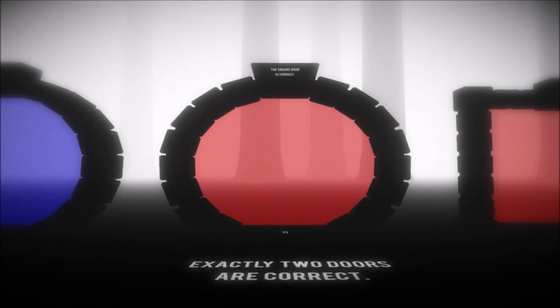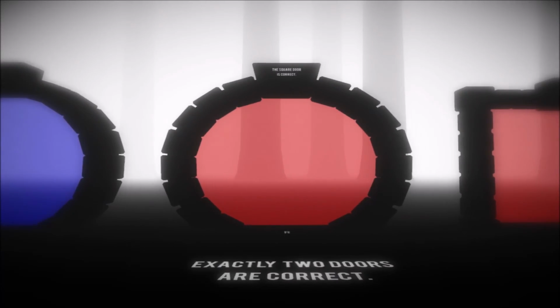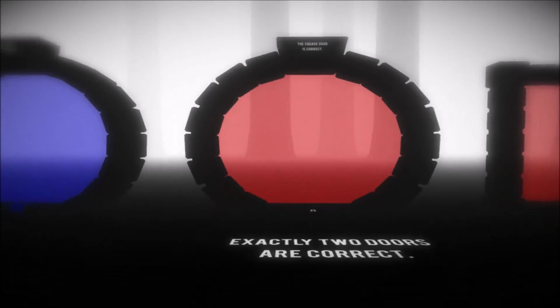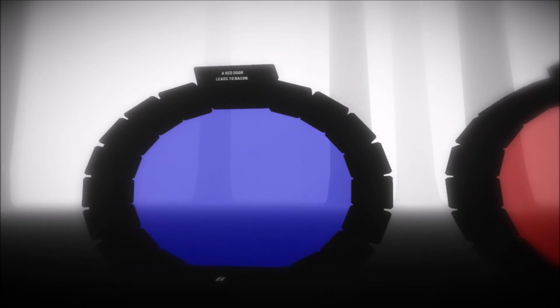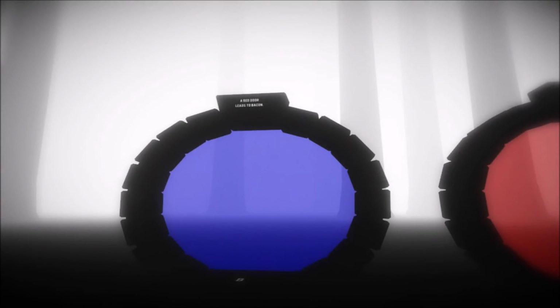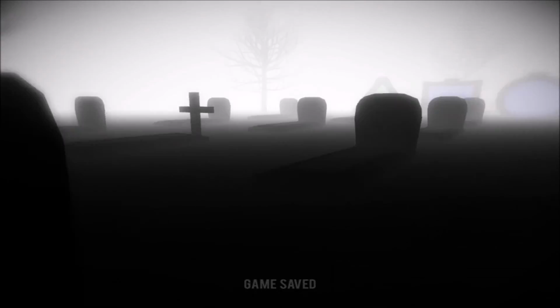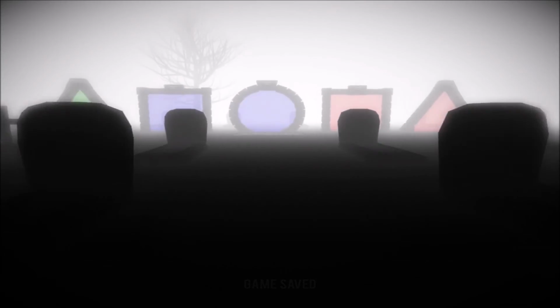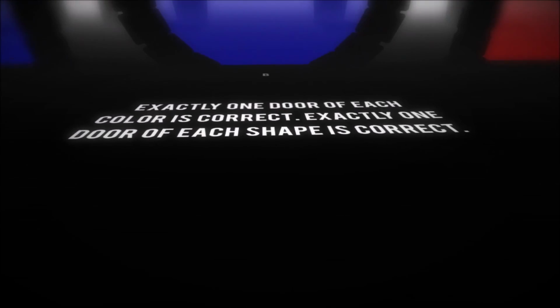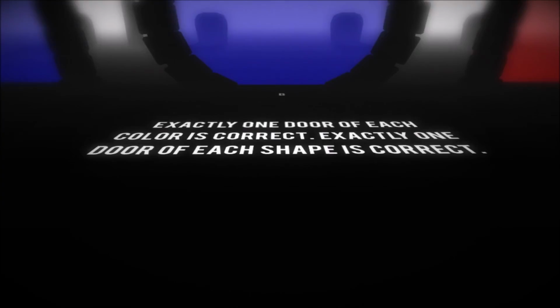If this red circle was correct, then red would be correct, itself would be correct, and blue would be correct. So it has to be blue. And into a graveyard. Wow, that's not spooky at all. Exactly 1 door. I just went over again.